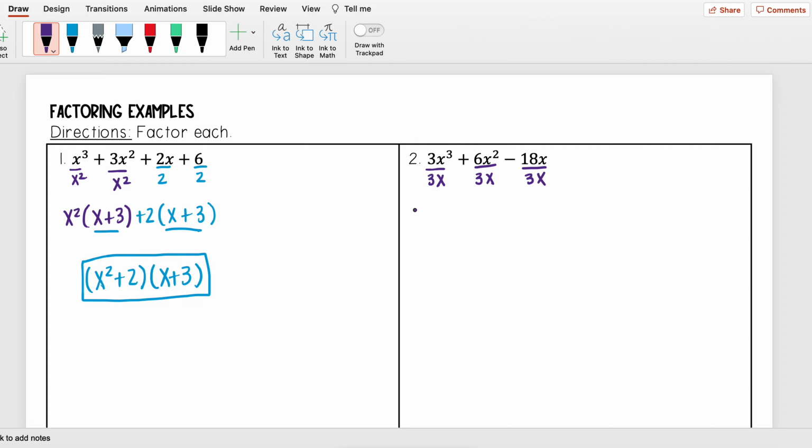So factoring out my GCF, I have 3x. And what I'm left with when I divide that out is x squared plus 6 divided by 3 is 2, x squared divided by x is x, 18 divided by 3 is 6, x divided by x is 1. And then now I have a trinomial here where my a value is equal to 1.